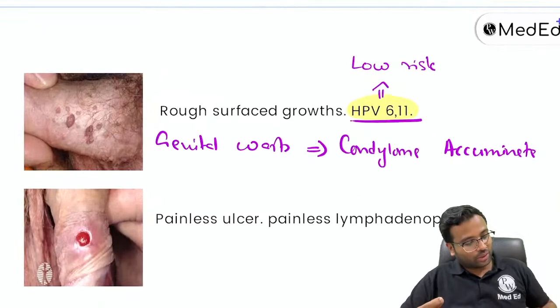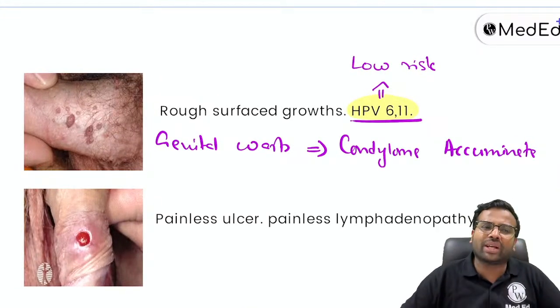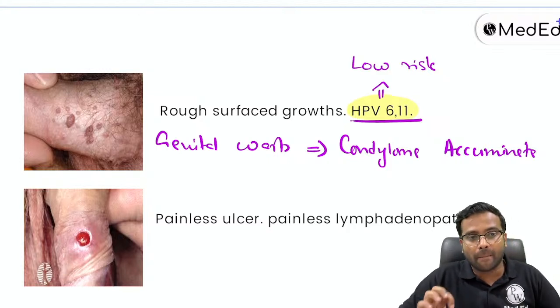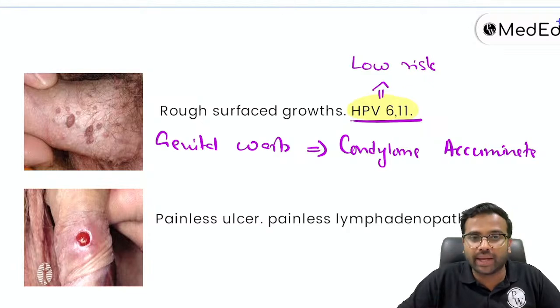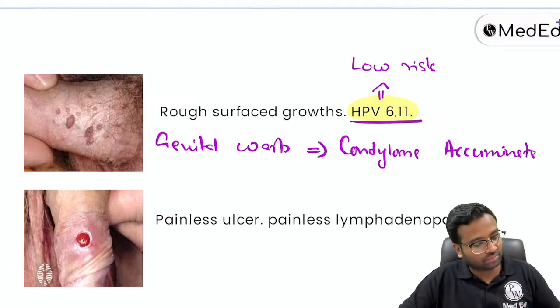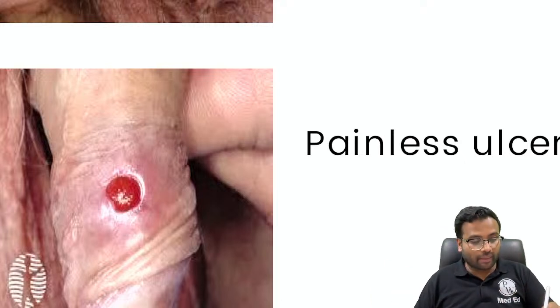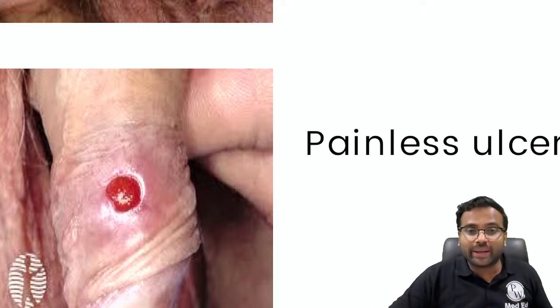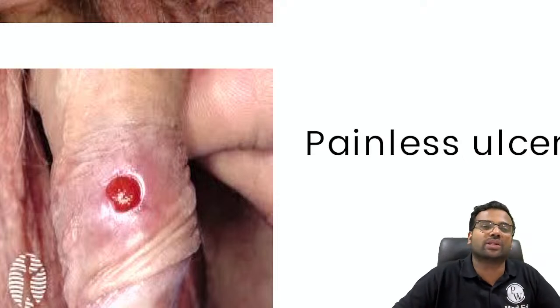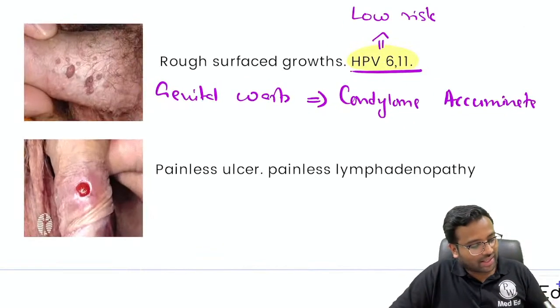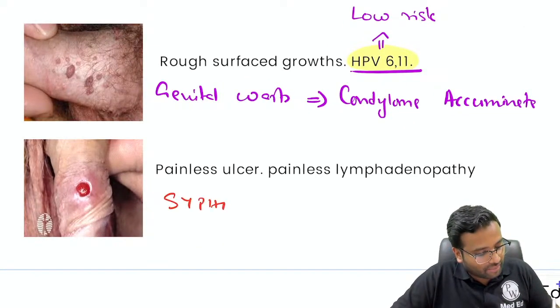Okay, so now let's see the next one. Next one is not about any rough surface lesions. It's about an ulcer. Now the question says painless ulcer and a painless lymphadenopathy, and this is the image for you. Bharat is already answering: syphilis. How many of you agree? Is it syphilis, donovanosis, chancroid, LGV? So many genital ulcer diseases, right? So what is this? This is going to be syphilis.